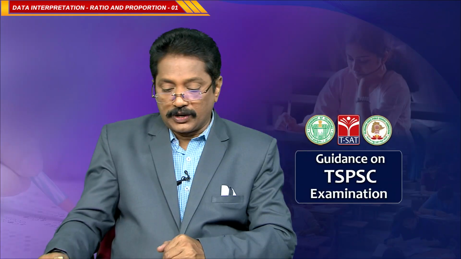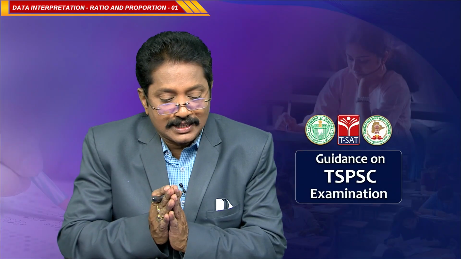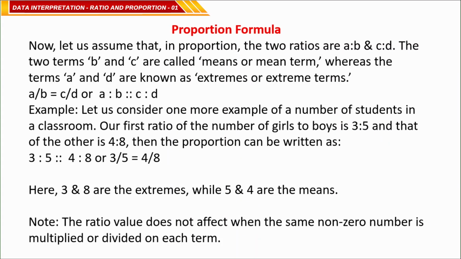Is it clear? Okay. Very important thing, what is the proportion formula? Now, let us assume that in a proportion there are two ratios, that is A is to B is one ratio, C is to D is another ratio. The two terms B and C are called means or mean terms, whereas A and D are known as extremes or extreme terms.